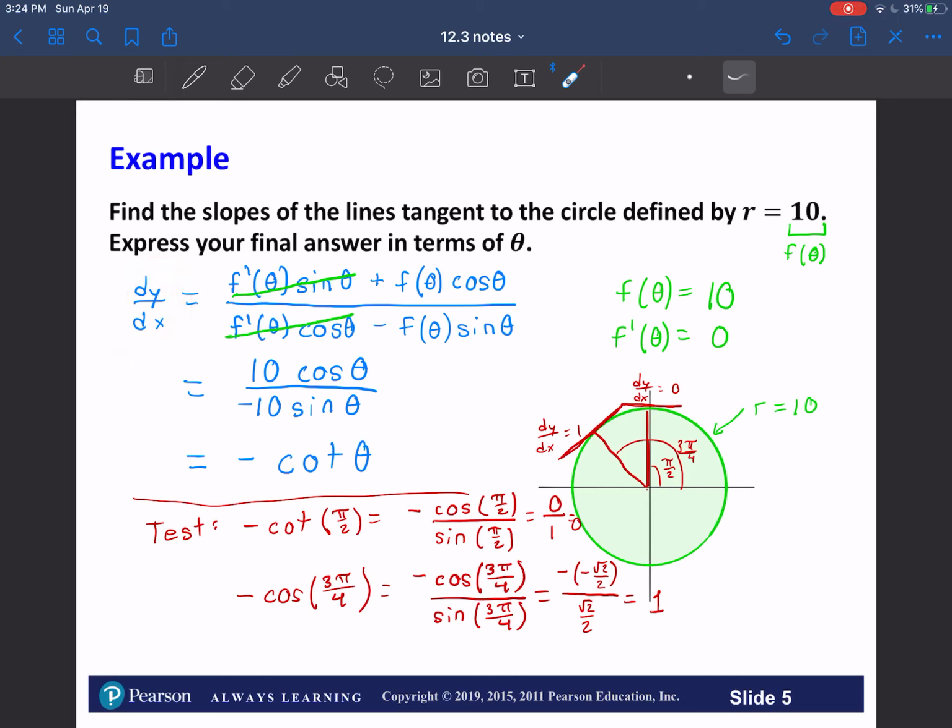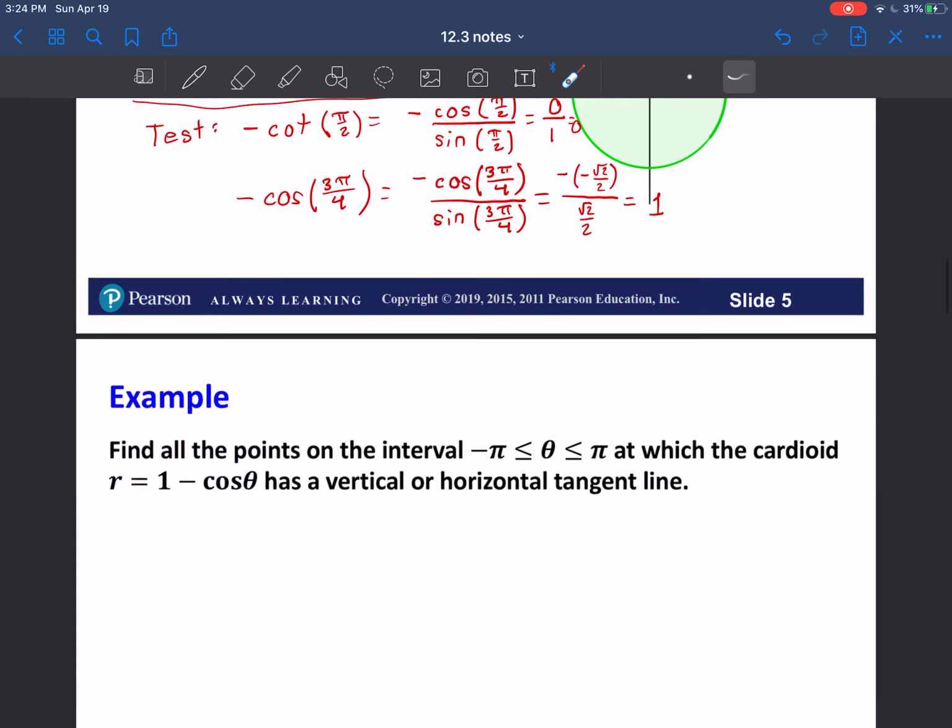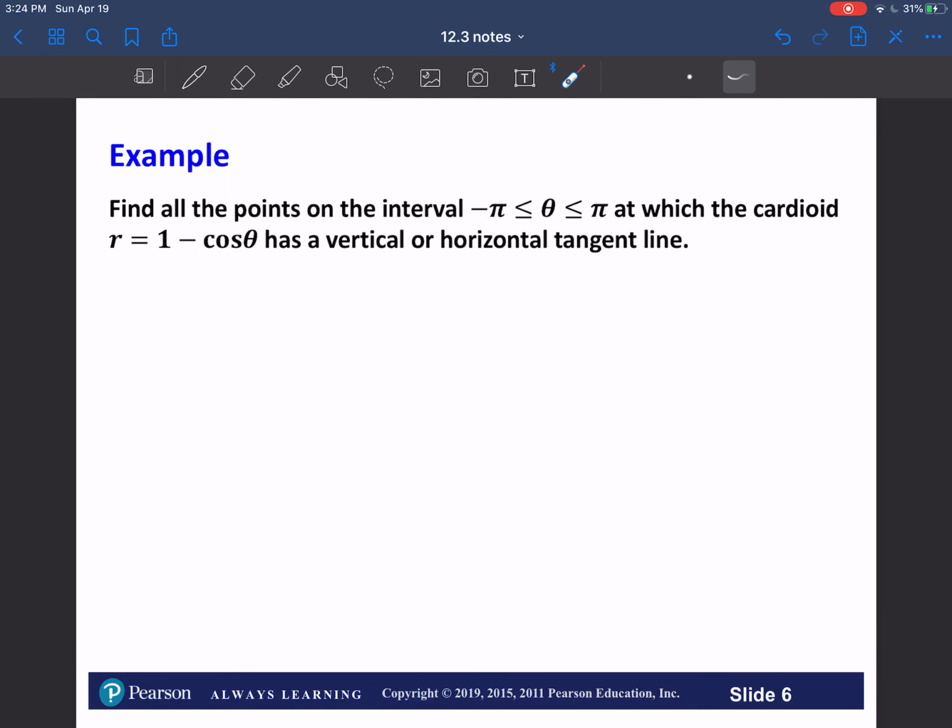Alright, but we can certainly make our problem more complicated, so let's try a different example. We're now going to find all of the points on the interval between negative pi and positive pi at which the cardioid, defined by r equals 1 minus cosine theta, has a vertical or a horizontal tangent line. So recall that a cardioid is something that will look like this. It kind of looks like that butt shape. It might be rotated depending on exactly which cardioid you're working with. But that's the general shape of a cardioid.